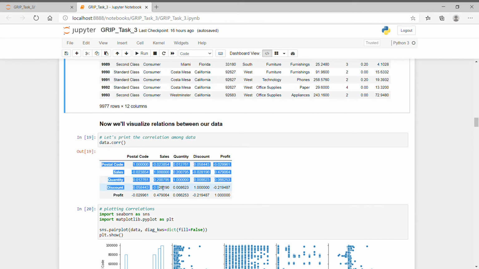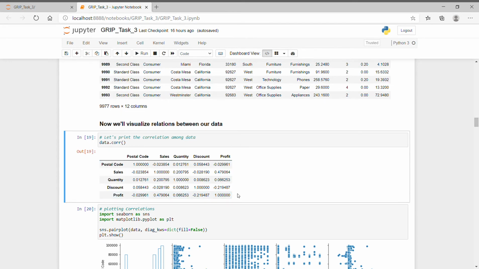So let's plot some correlation. This is the correlation between our dataset. There are 5 columns including postal code, sales, quantity, discount, profit. In this table, we can clearly see that there is a negative correlation between postal code and sales, and there is also a negative correlation between postal code and profit. There is also a negative correlation between sales and discount.